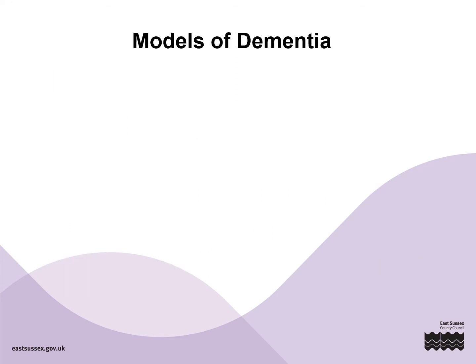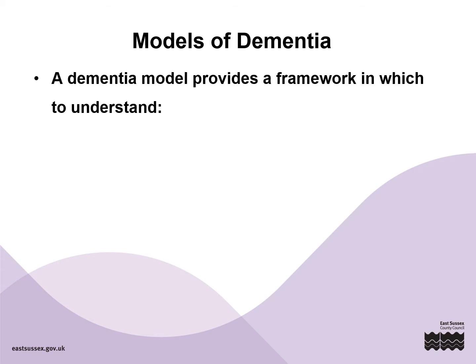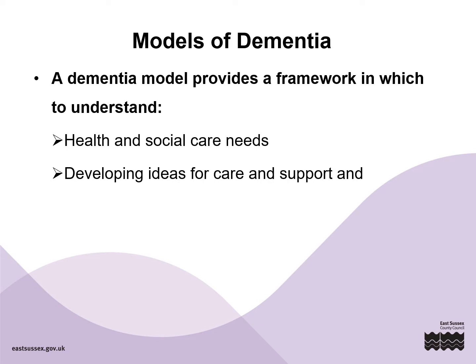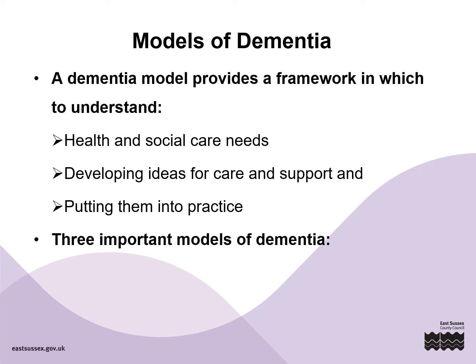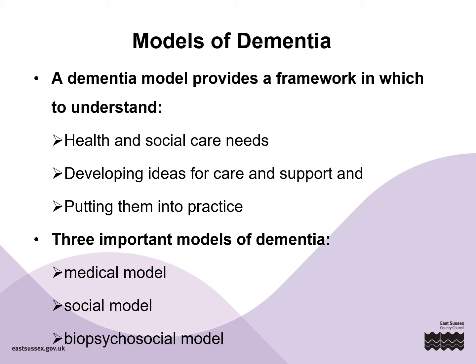Models of dementia. Within health and social care, a dementia model provides a framework in which to understand the health and social care needs of the person, developing ideas for care and support, and putting them into practice. Within this section, we will explore 3 important models of dementia. These are the medical model, the social model, and the biopsychosocial model.